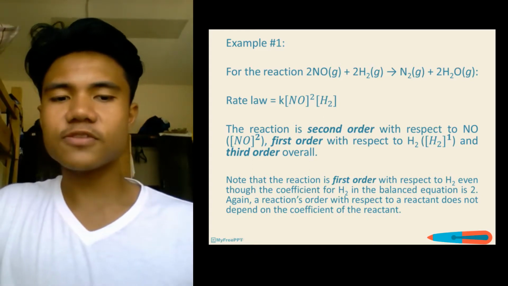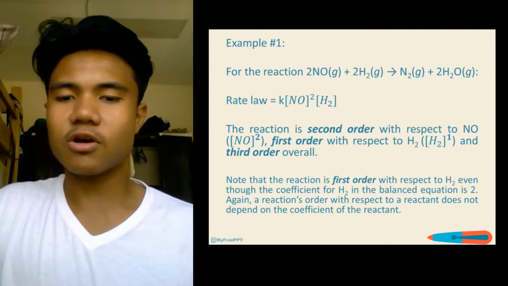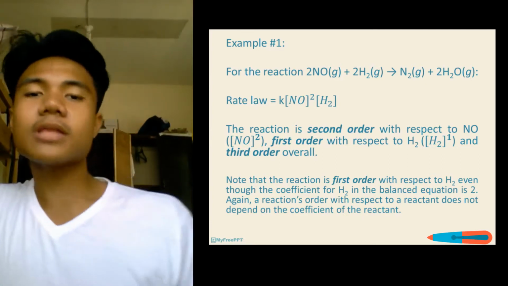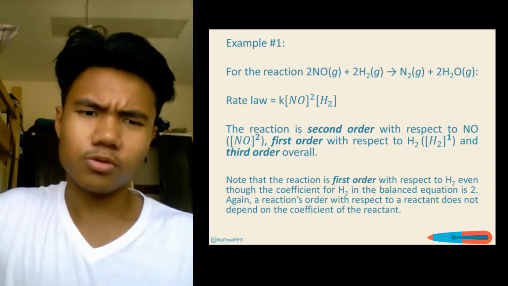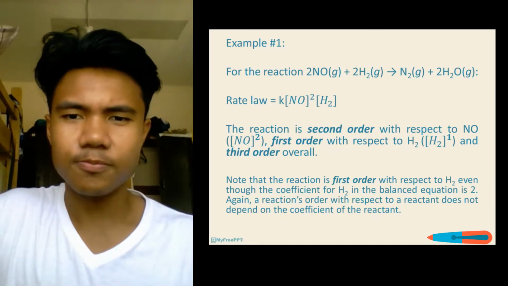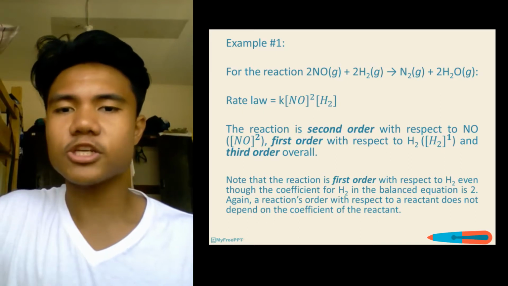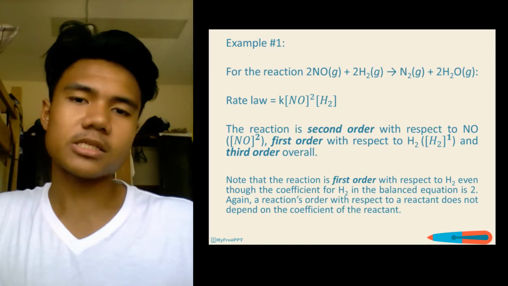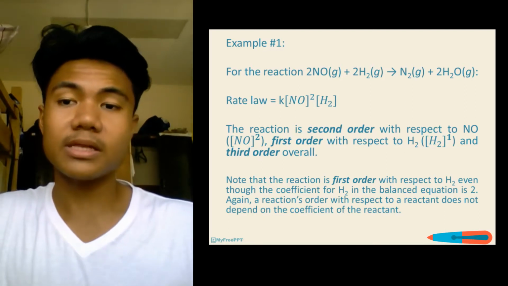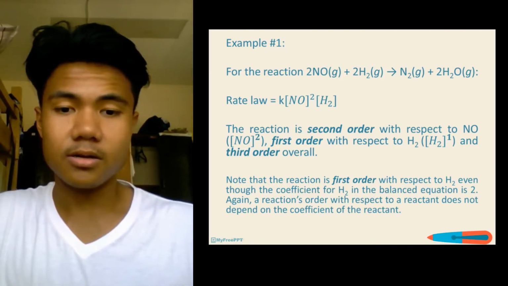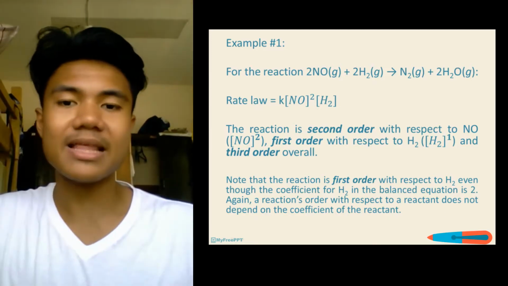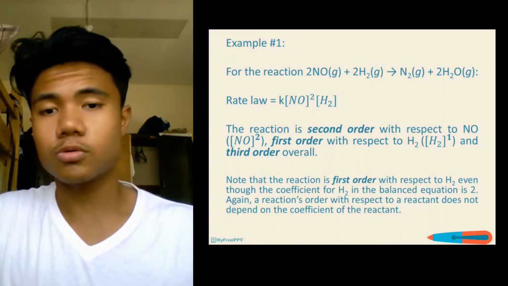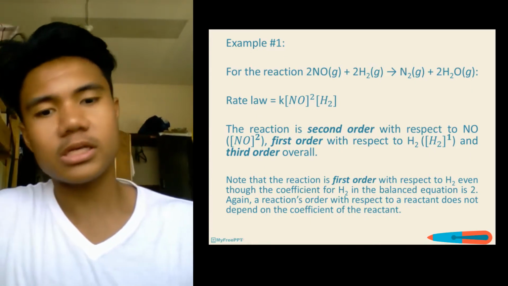Note that the reaction is first order with respect to H2 even though the coefficient of H2 in the balanced equation is 2. So here in the equation, H2 was 2. See there, it was 2. But in the rate law equation, it's not raised to 2. Just because the coefficient of H2 in the balanced equation is 2, it doesn't mean that the order of that reactant is 2. In this example, it is 1.